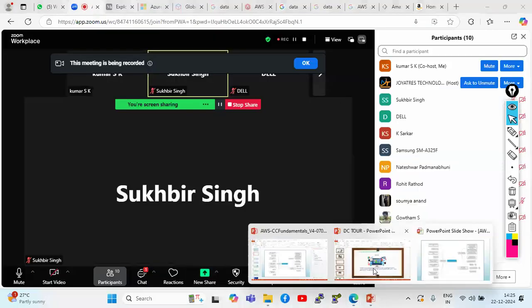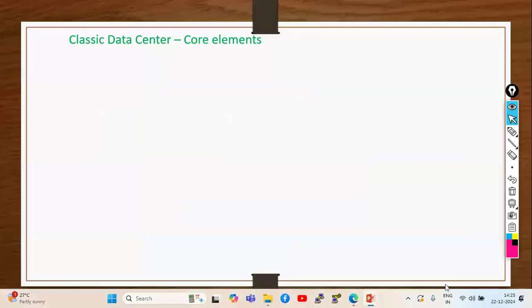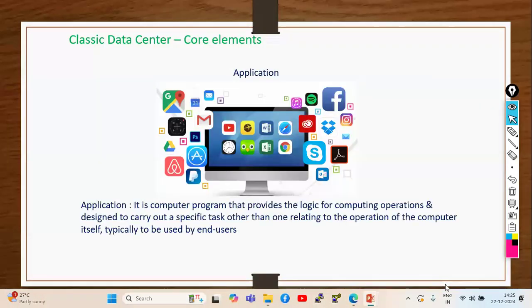Okay, thank you. So what is an application? An application is where you give some input to get some output. So why are we using Excel? We want to do some kind of task. So that is the reason we are using Excel. That is one example of an application.